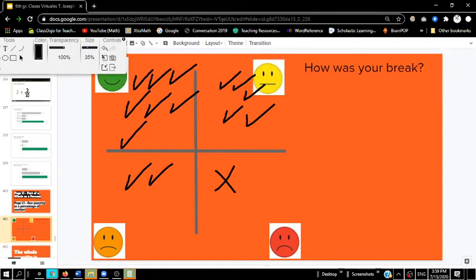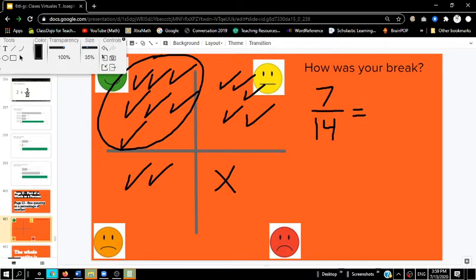How do we do that? Well, our whole number is 14. That's as many students that had voted. I think there were more kids in the class, but not everyone voted. And we can try to find the percentage of students that really like their break by converting that into a fraction, right? 7/14 of the students really liked their break. Now, how do we figure that out as a percentage? Well, like we had done before, we can compare that fraction to a number over 100.